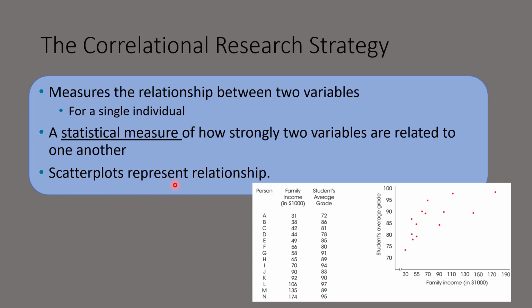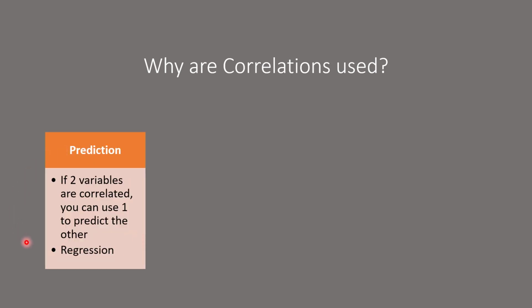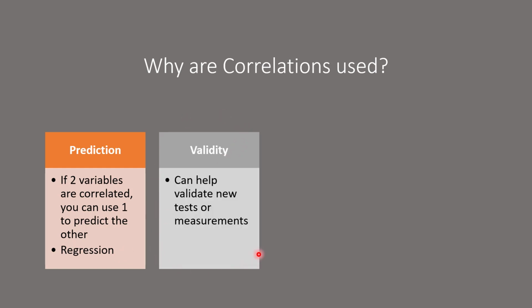And these scatter plots are going to represent this relationship. So each person has two variables that have been measured, and we're looking to see if there's a consistent relationship. As one variable goes up, does the other variable go up? Or as one variable goes down, does the other variable go up? Something like that. So we've already seen a little bit about why and how correlations are used, right? One reason is for prediction. If two variables are correlated, you can use one to predict the other, and that actually uses a regression analysis.